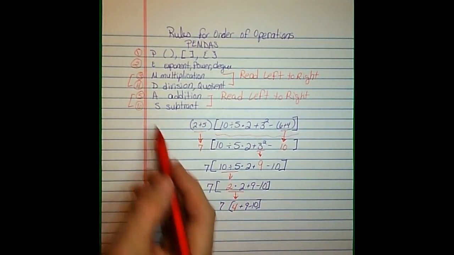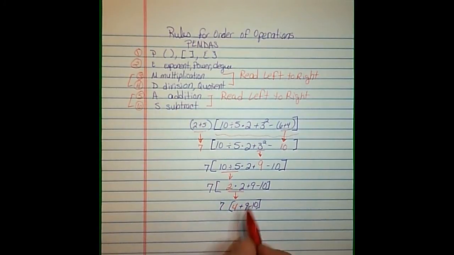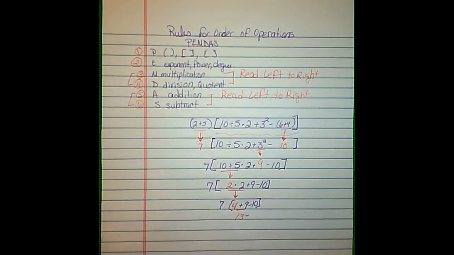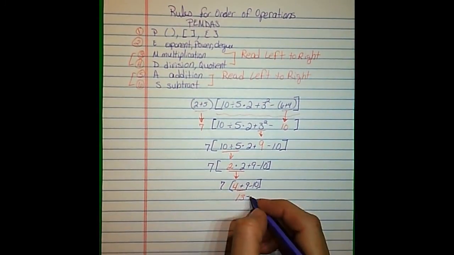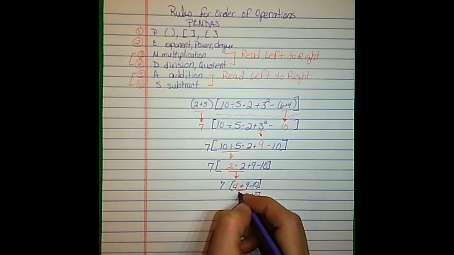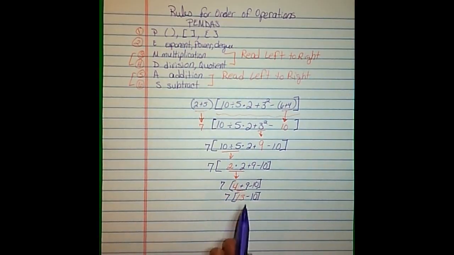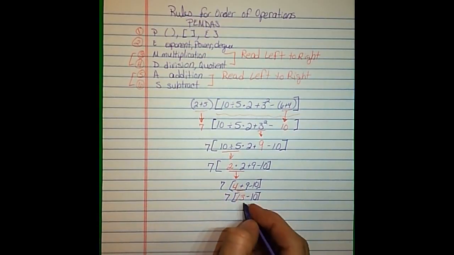And order of operations says read it again, left to right. What came first? Well, I have a plus and a minus. The plus came first, so I have 4 plus 9 is 13. Let's bring everything else down. Order of operations says we still have to clean up the bracket. In this case, we have 13 minus 10, which is 3.